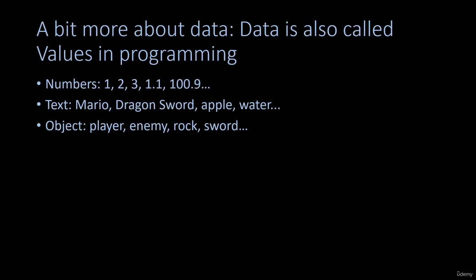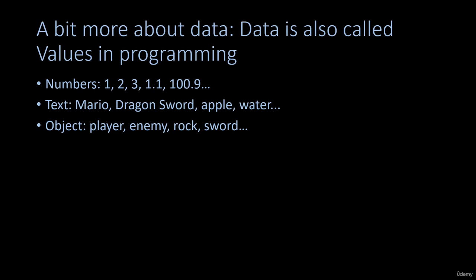Well, let's talk a little bit more about data. Data, which is information, is also called values in programming. For example, numbers are values. The whole number and the decimal number are all values. And there is also text, like the name of a hero, Mario, the name of a sword, like Dragon Sword, the name of food, apple, the name of a drink, water. They are all text values.